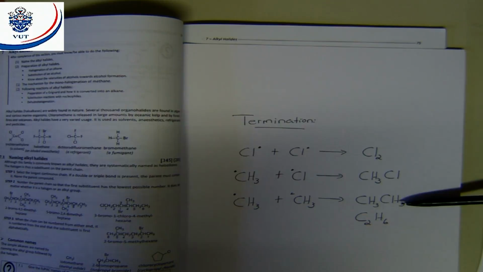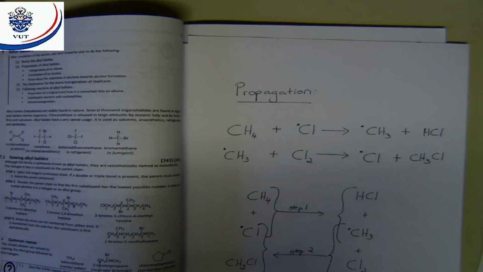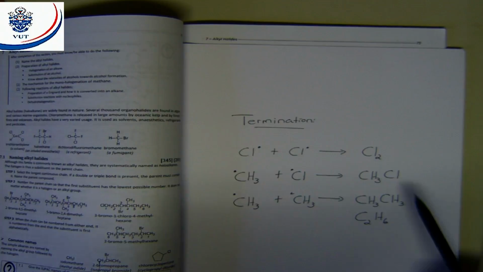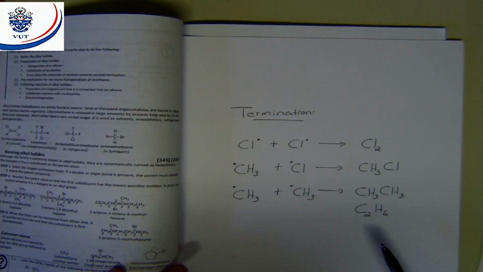So in the propagation, you still have a radical every time. You are going to have a radical. Propagation, your products contain a radical. That's why the reaction can continue further. Termination, no more radicals. That's why the reaction cannot continue further. Now, this method is then an example of a free radical reaction. So make sure that you know it for that reason.